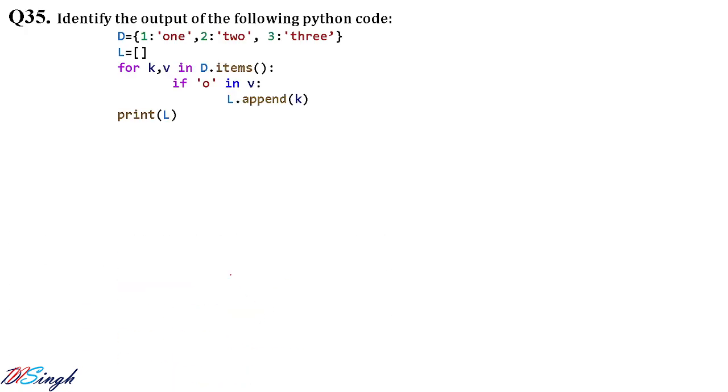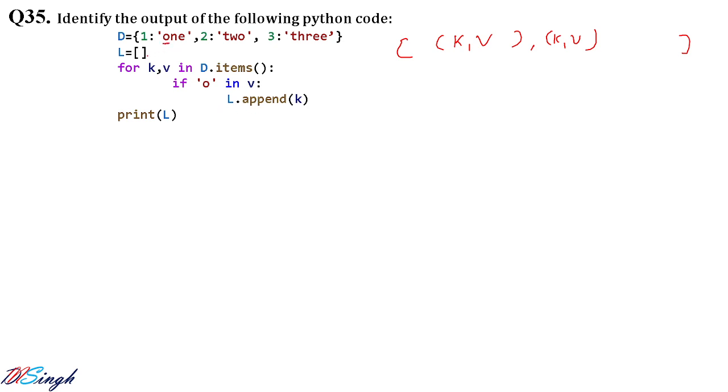Question number 35. Identify the output of the following Python code. So d dot items is going to give us a list of key value pairs in the form of tuples. So here you have key and value, and that may be unpacked inside two variables. Key value pair will come. So k will have the key and v will have the value. It is saying whenever we will have O in it, you will append a key inside an empty list.